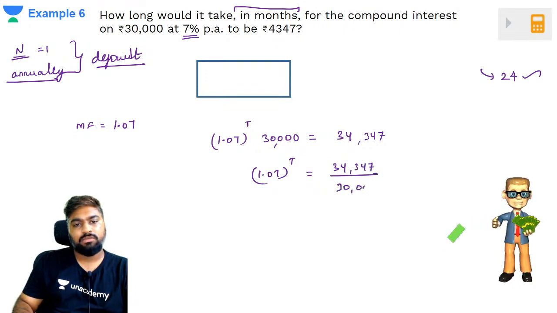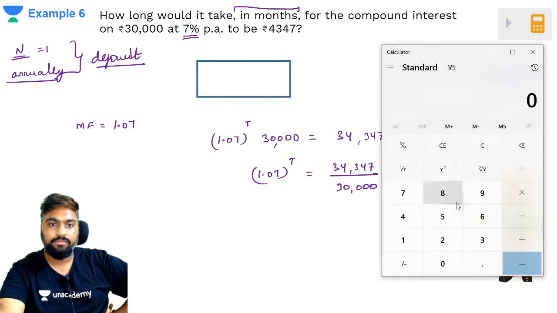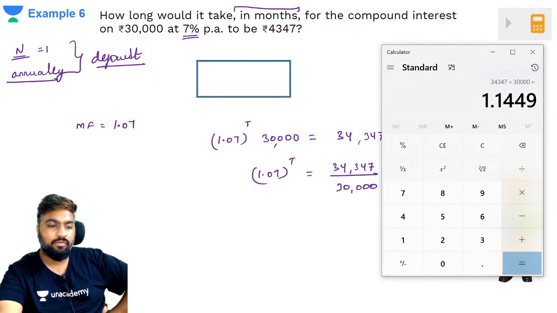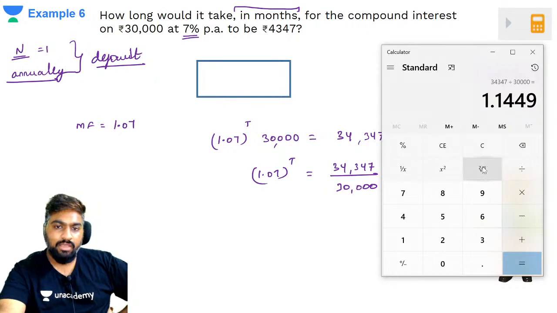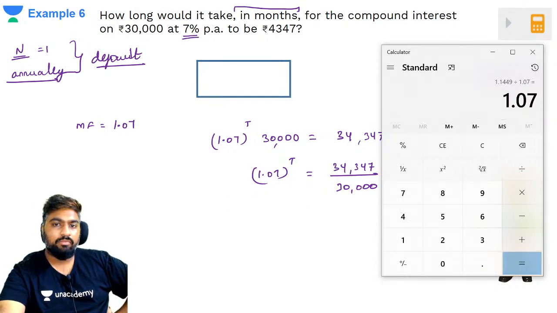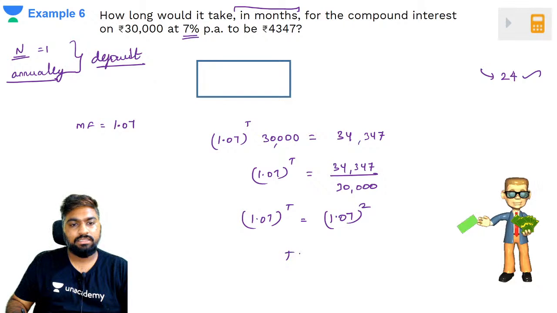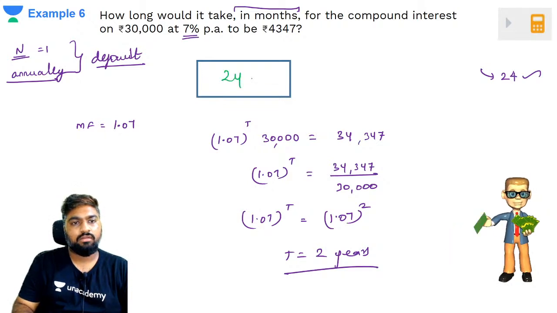So 1.07 to the power of the time period is going to be what? 34,347 by 30,000. Yes, if you use the calculator, you will be getting 1.1449. Because a square root option may also not be available, or finding out the cube root is not possible, what you can do is start dividing it with 1.07. So 1.07 into 1.07 is this. So we get 1.07 to the power t is equal to 1.07 square. That means t is 2 years, but the answer will be 24 months.